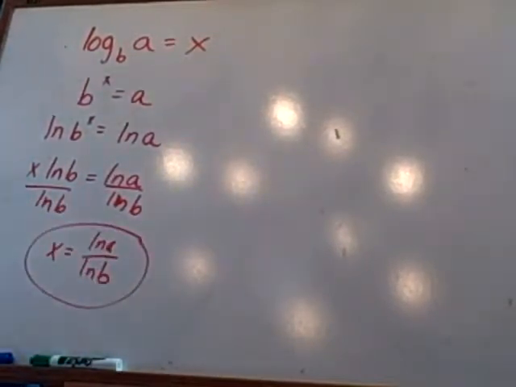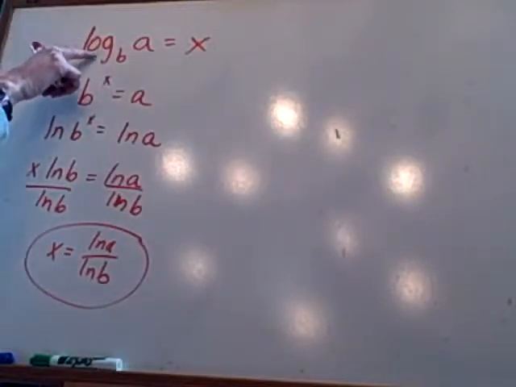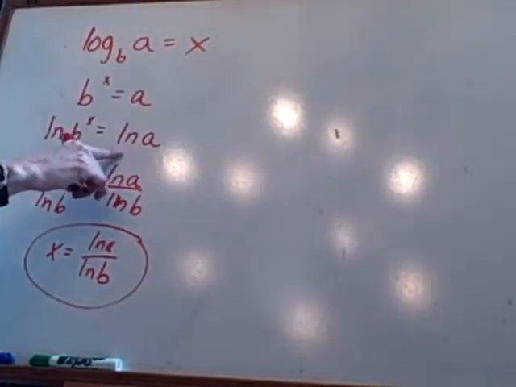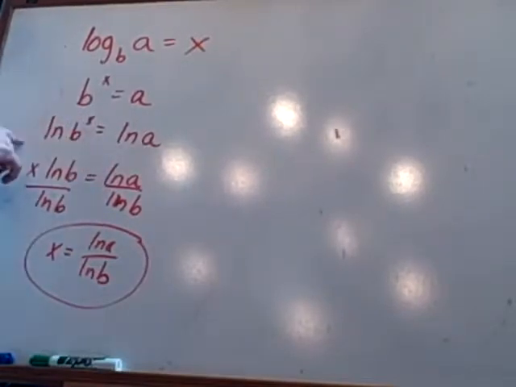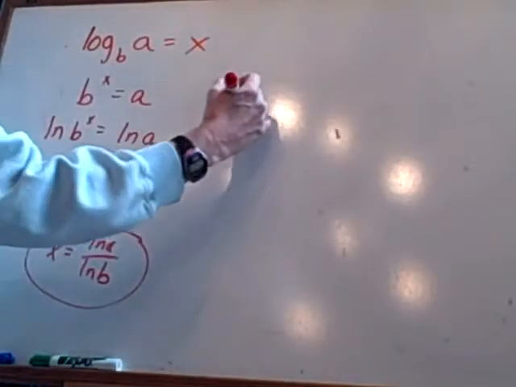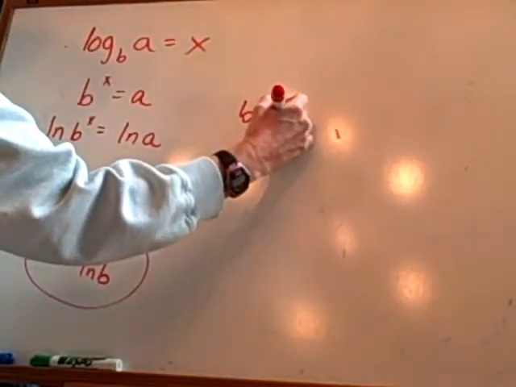Now why is this important? Well, in our calculator, we can only solve for things that are log base 10 and log base e. This allows us to solve for any base in the world. Any base at all we can use. You see how we took the natural log of both sides here? We could have just done log of this side, log of that side, and it would have done the same thing. So at this point, I could have said b to the x equals a.